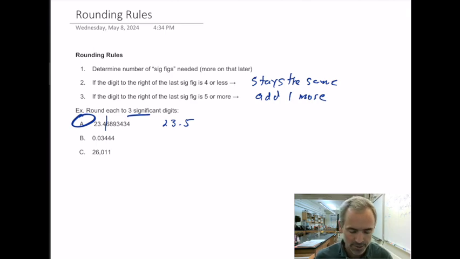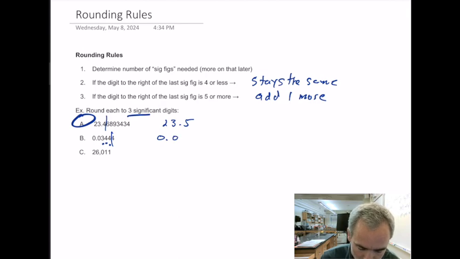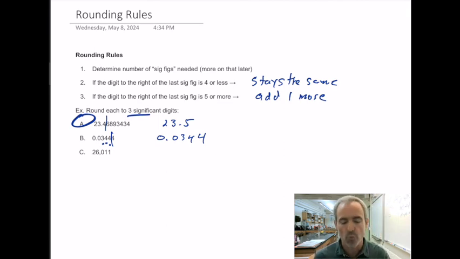How about the next one, letter B? So in this case, remember those first 2 zeros, they're not significant because they're leading, so I'm looking at the 3, the 4, 4, and so I would cut the number off right there, and I look to the right of that 4, that's my 3rd significant figure. It's 4 or less, so that 4 is going to stay the same. So we round it down, which doesn't mean change the number 1 less, it just means it stays the same. So that would round to 0.0344.